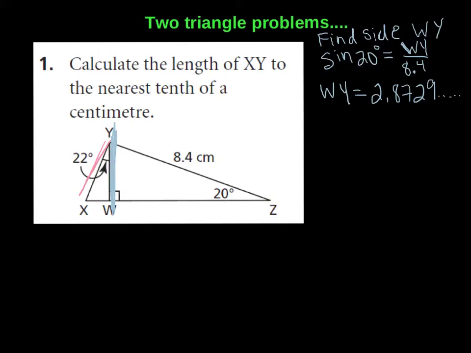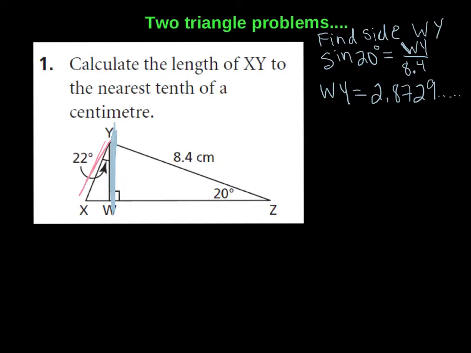So sine of 20 degrees equals WY divided by 8.4. And when you solve that, you get 2.8729, and then it kind of continues on in your calculator, right? Don't erase that number. Don't press on or reset. Leave that number in your calculator because we're going to use it to find the next part.